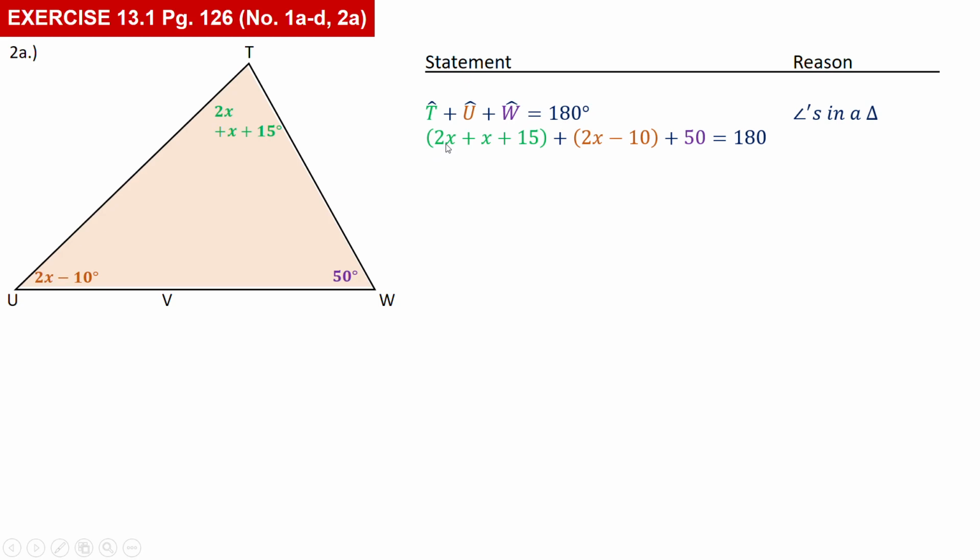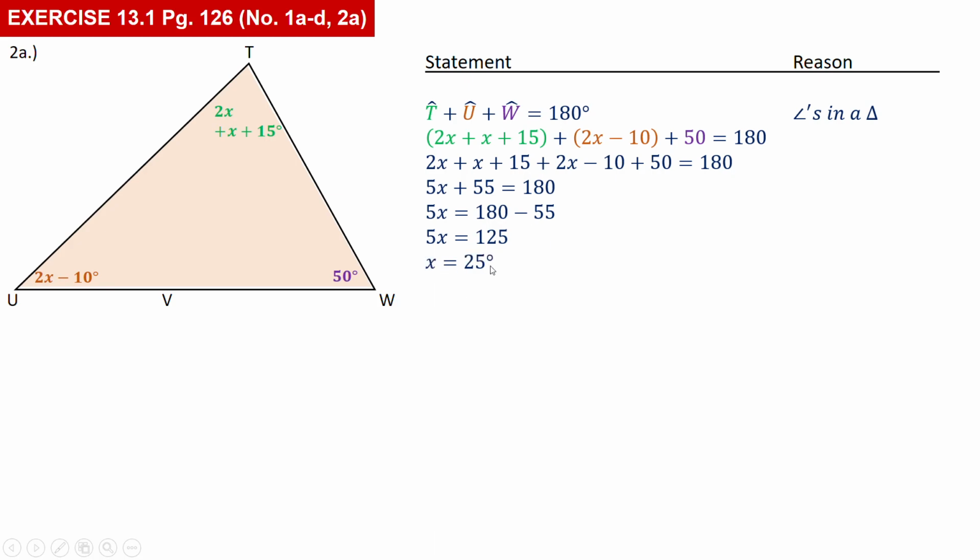So 2x plus x, that's 3x, plus another 2x, that's 5x. Okay, then I've got 15 minus 10 plus 50, that's what gave me my 55. I take the 55 over and subtract it, and you're going to find that 5x is equal to 125. Divide through by your 5 to get x alone, and you've got x is equal to 25 degrees.